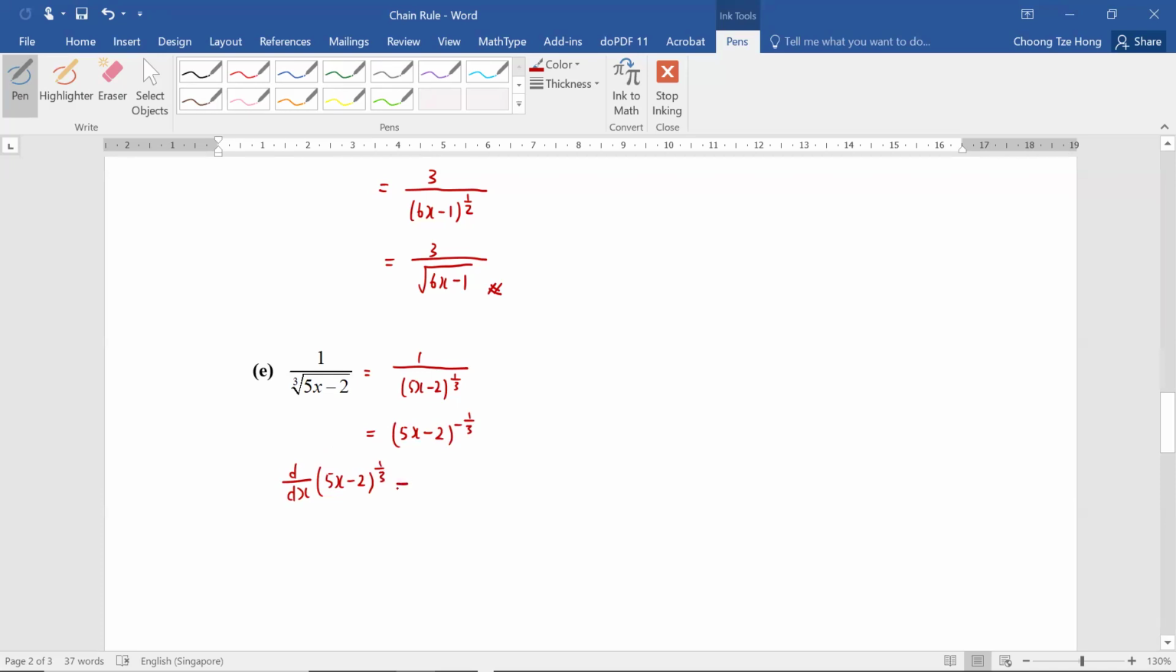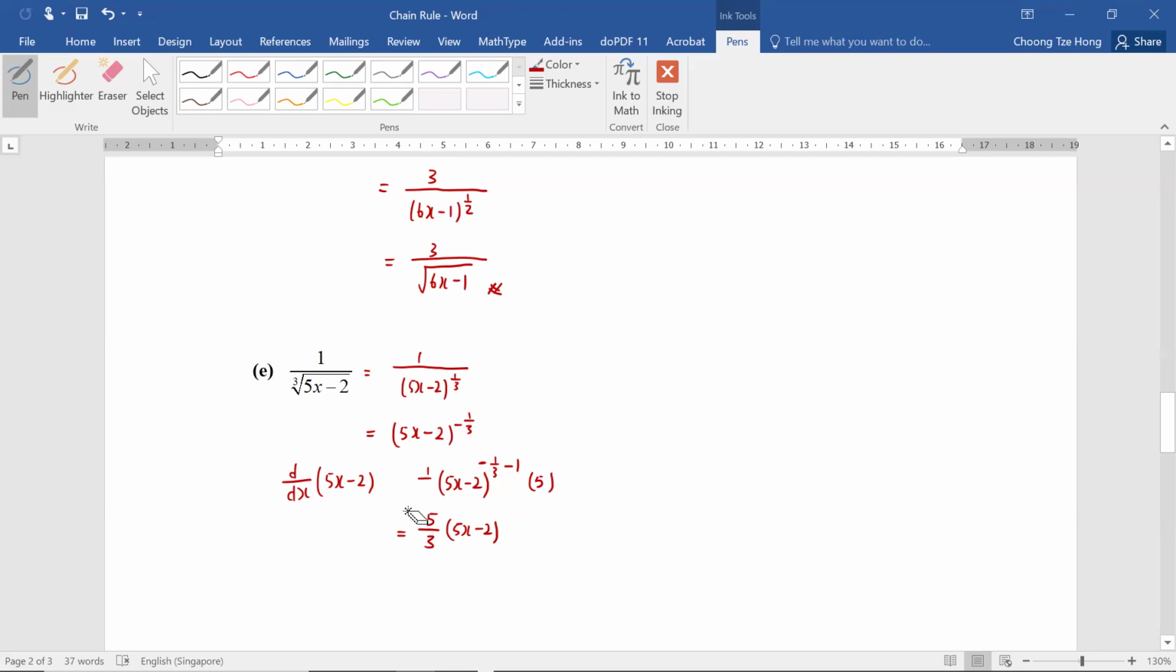Over here, the power goes in front, so 1/3 goes in front. Reduce the power by 1, so 1/3 minus 1. For this question, I'll write an extra step so that we can be clearer about the working. Then differentiate inside, you get 5, so over here you will get a 5 over 3. 5x minus 2, 1/3 minus 1 will give you a negative 2/3. Oh, sorry. Over here is a negative 1/3.